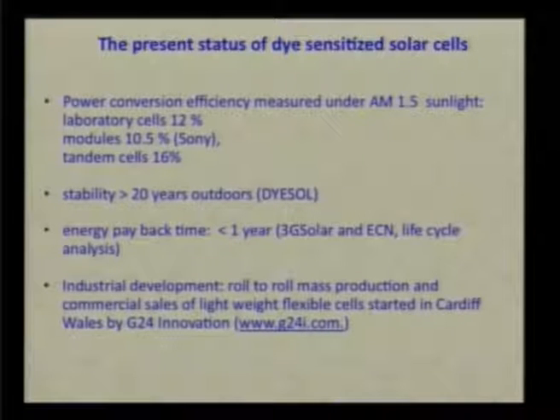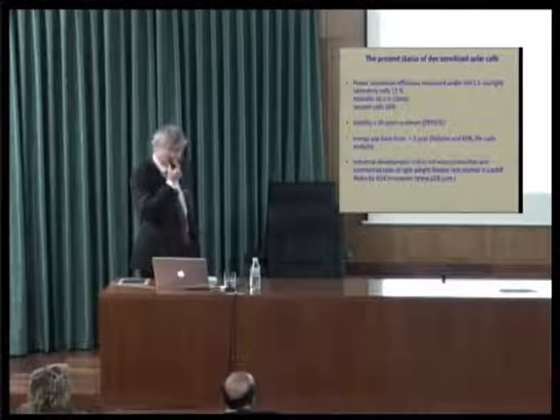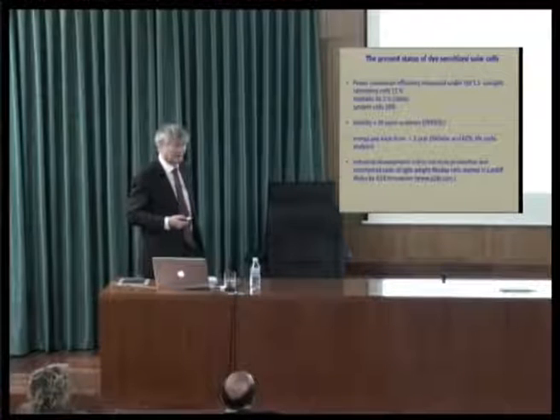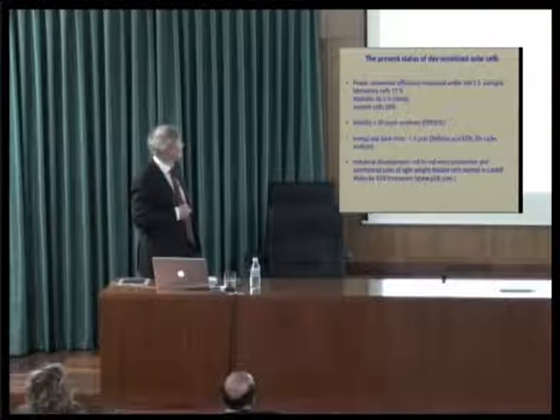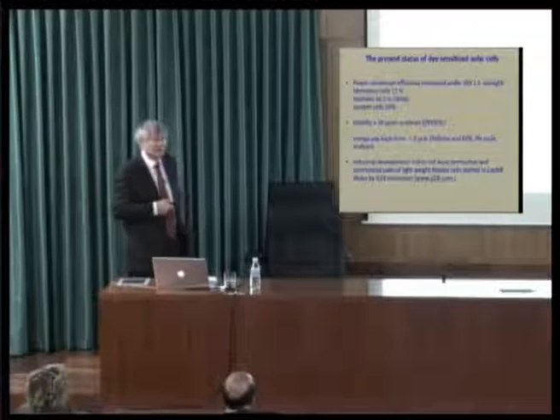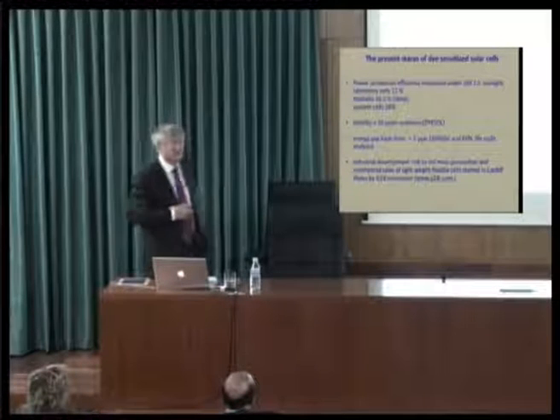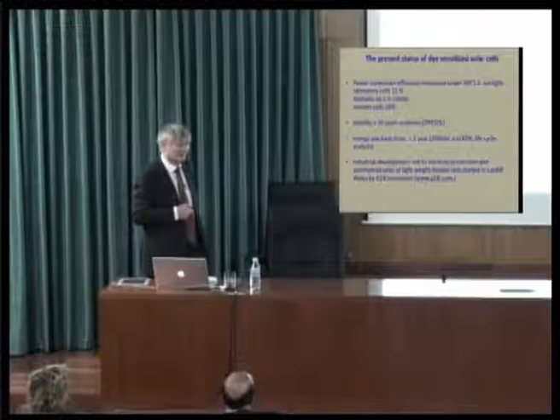That's not bad. If you take an amorphous silicon cell, it will be less. If you take micromorphous, it will be less. If you take a tandem, well, you get a little bit more. But we can make tandems that are 16%. And the module efficiency is 10.5%. That's very close to this cell efficiency.